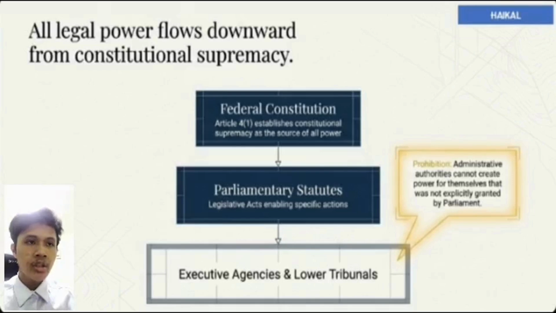Next, this slide shows the hierarchy of legal authority. At the highest level is the Federal Constitution, Article 4, which establishes the supremacy of the Constitution. Below the Constitution are parliamentary statutes which provide specific power to government agencies and authorities. At the lower level are executive agencies and tribunals. These bodies can only exercise powers that have been legally granted to them. Therefore, an administrative authority cannot create or assume a power that Parliament has not given to it. This principle is important because it prevents administrative bodies from exceeding their legal authority.